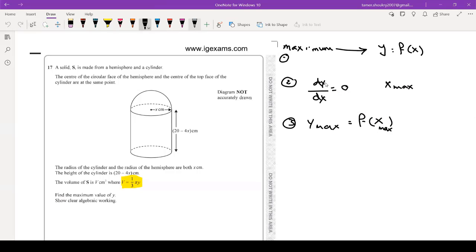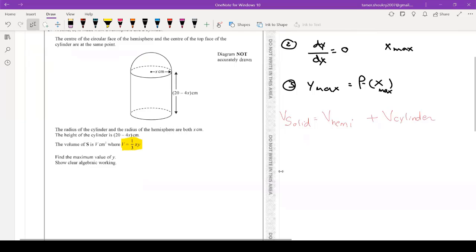So the starting point is to know that the volume of the solid is equal to the volume of the hemisphere and the volume of the cylinder. In the question, he told us that the volume of the solid is 1 over 3 pi y. So this is going to be equal to the volume of the hemisphere and the volume of the cylinder.